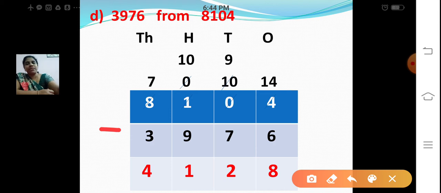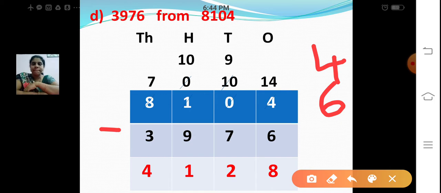Now can you subtract? First, where do we have to start? From the ones place, right? So 4 minus 6, is it possible? No. So what should I do now? I'm going to borrow 1. What number do I have in the tens place? 0. Can I borrow from 0? If you don't have anything, can you give to someone? I don't have anything now. If someone asks me, I cannot give, right? So you cannot borrow from 0.